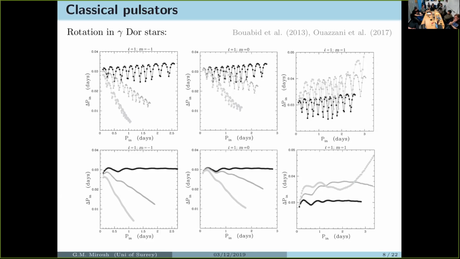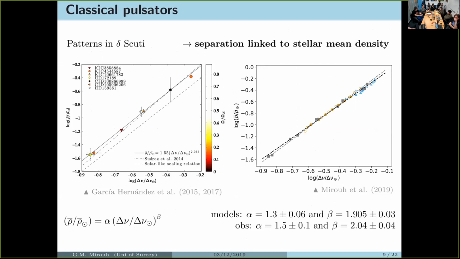Okay, so this is for gamma Doradus stars. For delta Scuti stars, I had to talk about those to put my name on at least one slide here. Well, we were able to find some regular patterns. It's not obvious. You have to select a subsample of the modes you predict from the models and compare that to another subsample of the modes you actually observe. But we have a strong method to identify those modes. If you take those specific modes, you retrieve a scaling relation that is in the bottom left corner here. And the observed one matches the modeled one, or conversely.